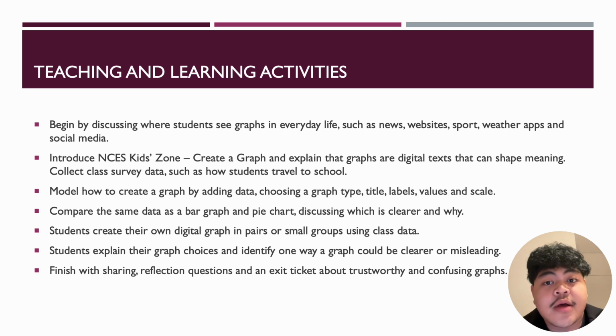As a class, I would simply collect data from them, such as how they travel to school. I would then model how to enter the data, choose a graph type, add a title, labels, and values, and check the scale. Students would compare the same data as a bar graph and a pie chart. They would then discuss which graph is clearer and which one is easier to read. After this, students would work in pairs or small groups to create their own digital graph using another class's data. They would explain what their graph shows, why they chose this graph, and one way their graph could be clearer.